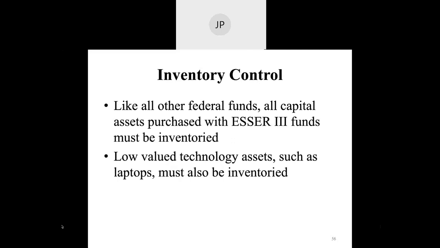And like all other federal funds, all capital assets purchased with ESSER III funds must be inventoried. Low value technology assets such as your laptops must also be inventoried. We know that with the pandemic, lots of Chromebooks, laptops, and other technology devices were purchased for use by both students and teachers. And we want to make sure that you are adequately tracking this type of inventory, these types of purchases made with your ESSER dollars.